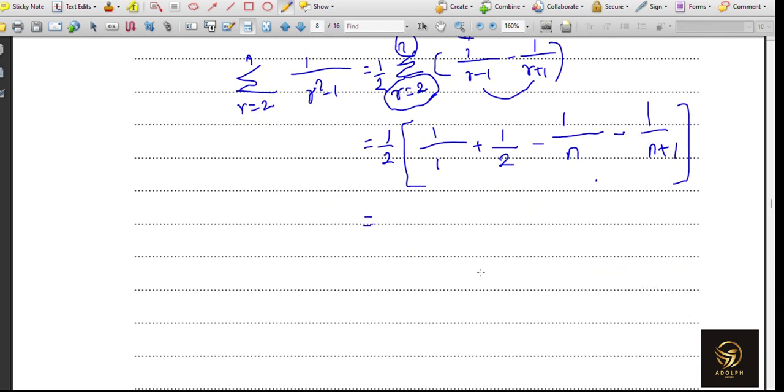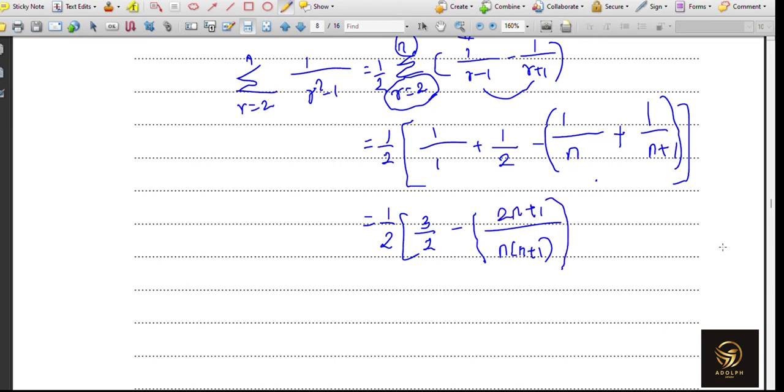In the next step, we can simplify, so that you'll be getting 1 by 2 and 1 plus 1 by 2 is 3 by 2. And here you can take negative as common for the whole, so that the inside negative will become positive. If you simplify that, the two denominators n into n plus 1 will be the denominator. If we cross multiply it, it is 1 into n plus 1 and 1 into n. If I add it, n plus 1 plus n, so it's 2n plus 1.